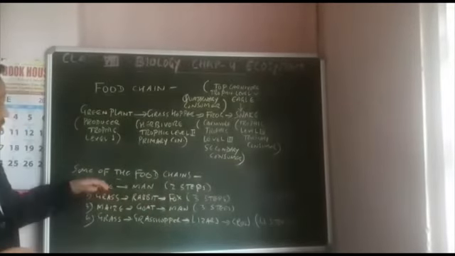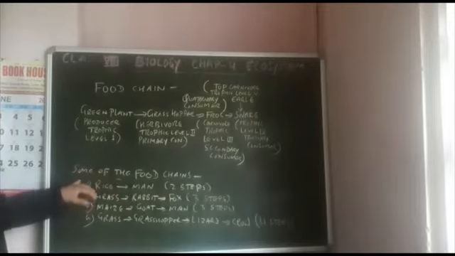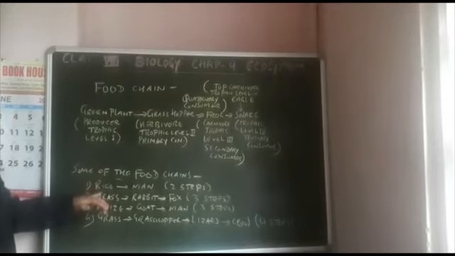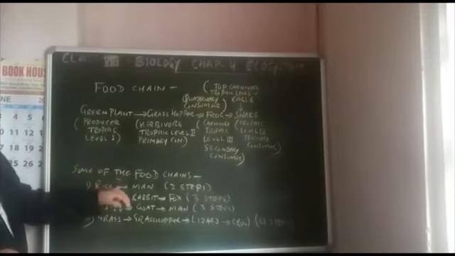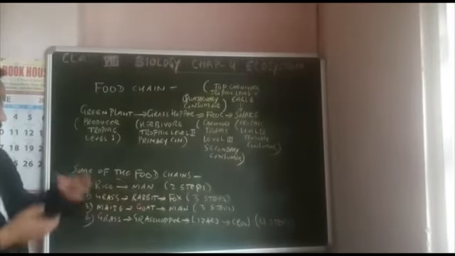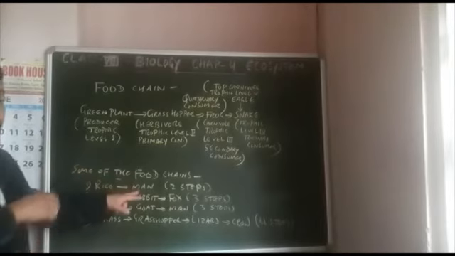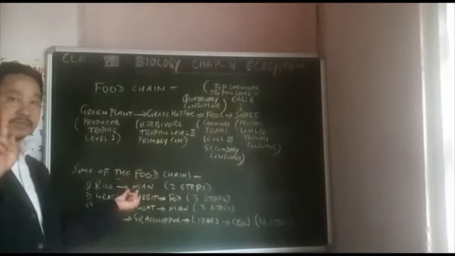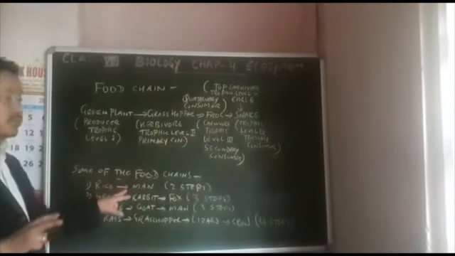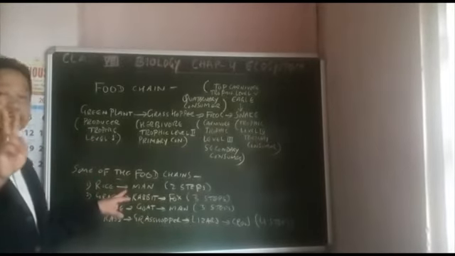You see here some of the examples have been given. Number 1, rice. Rice, which is in trophic level 1, is also a producer, because rice is the product we get directly from the plants. So rice is eaten up by man. Man eats up rice, but there is no one to eat up man. So here we find only 2 steps, only 2 trophic levels.